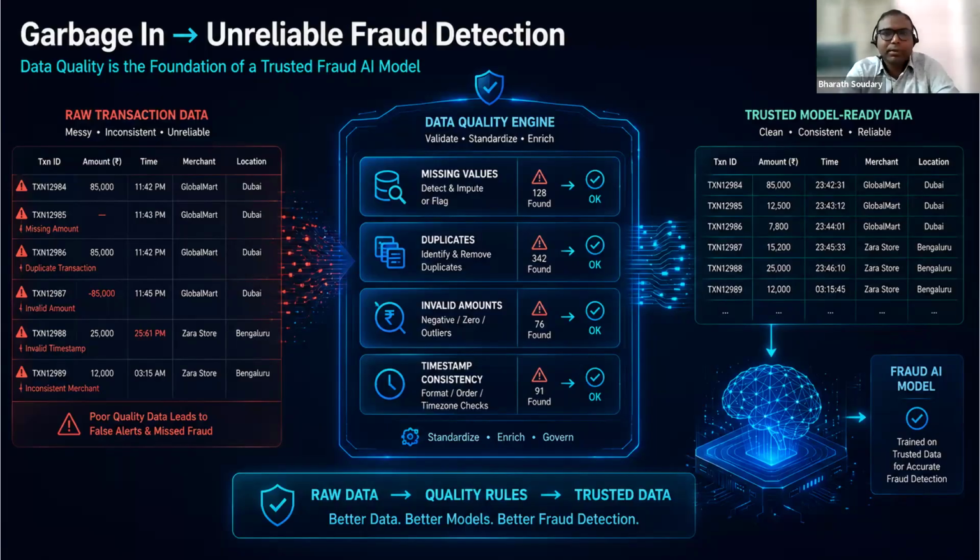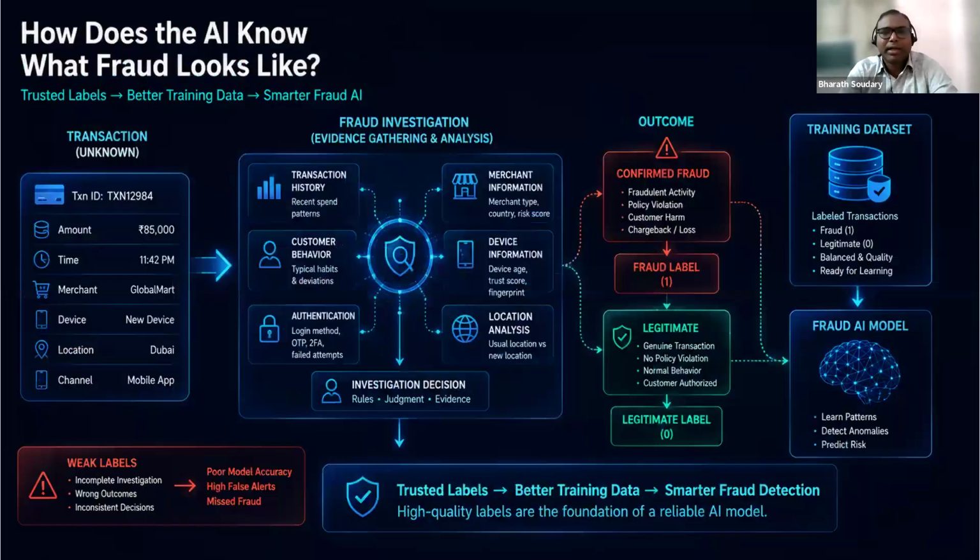So, I'll move on to the next slide. How does AI know what fraud looks like? Trusted labels, better training data, and smarter fraud AI.